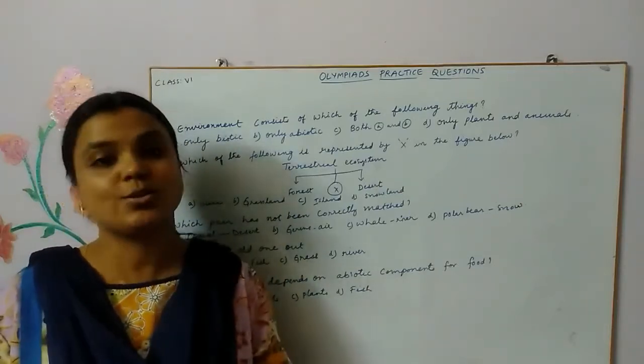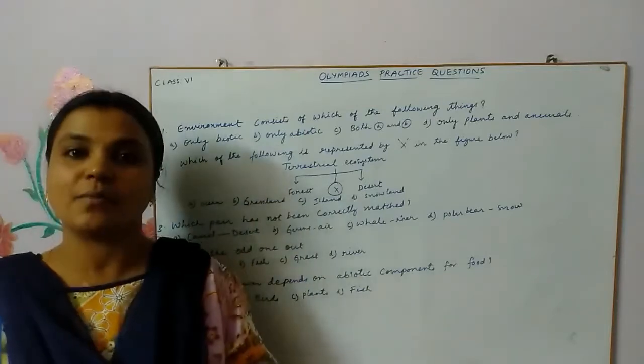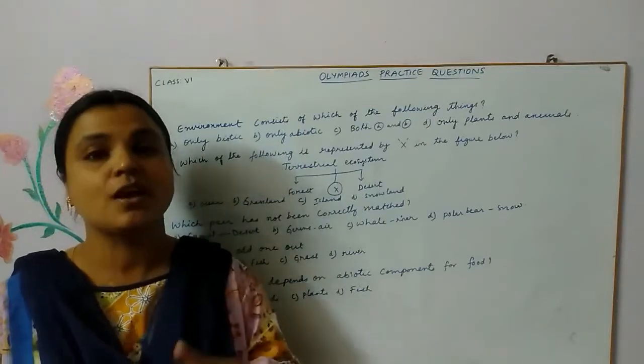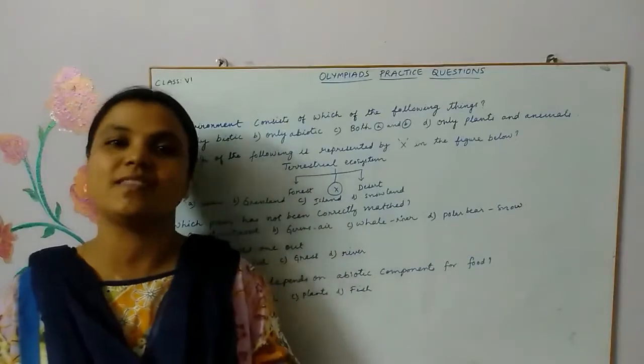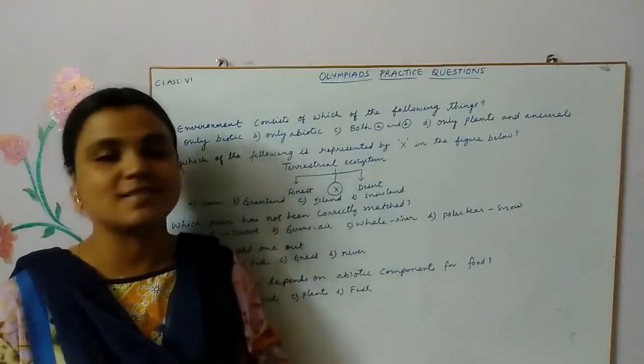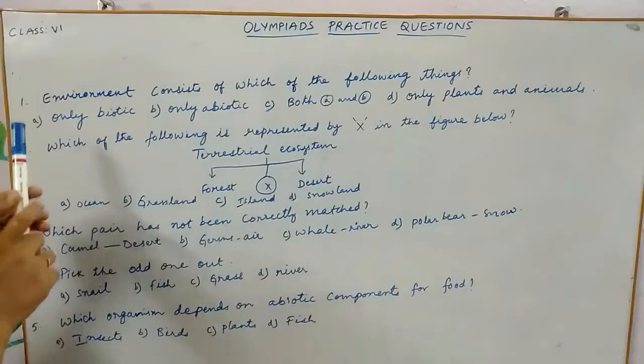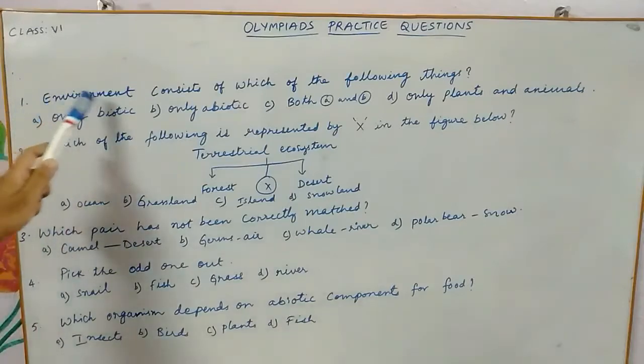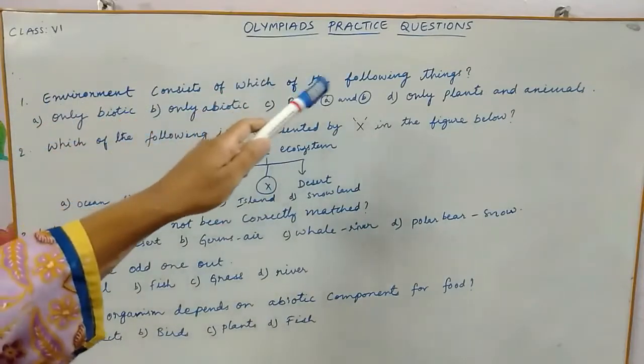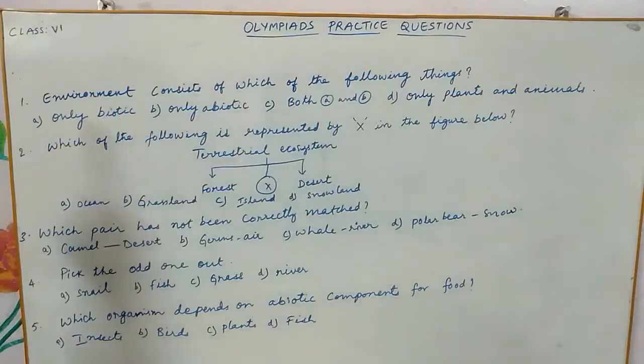Children, welcome back to Olympiads session, and today I'm here with some more practice questions from your lesson Living Organisms and Their Surroundings. Okay, so let's see one by one. You can see here, environment consists of which of the following things? So environment basically consists of what different components?